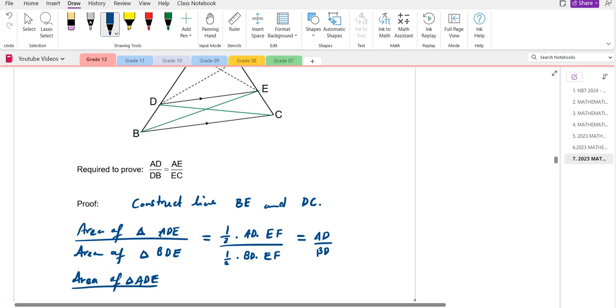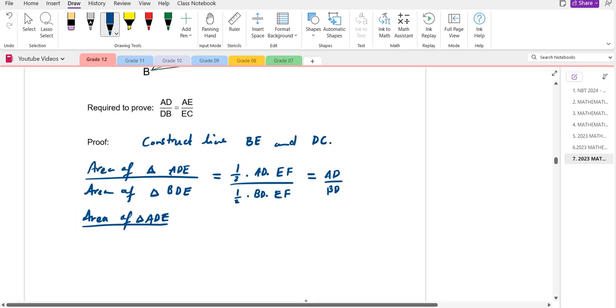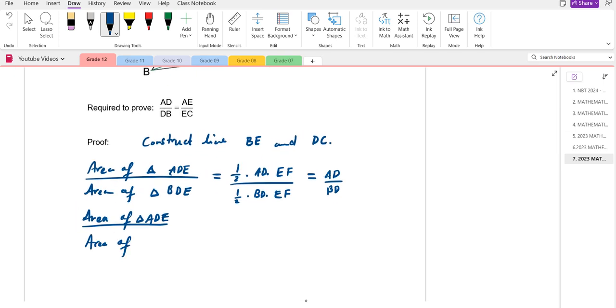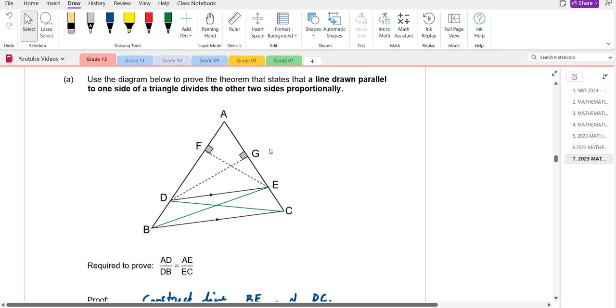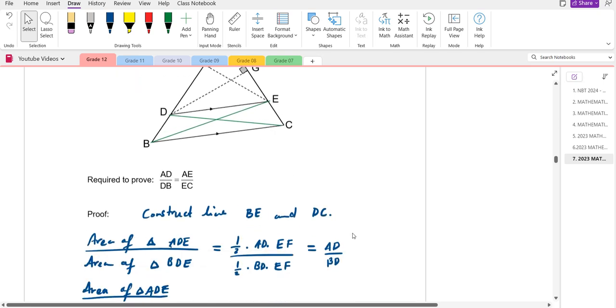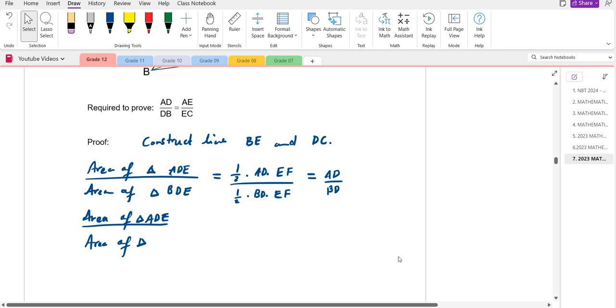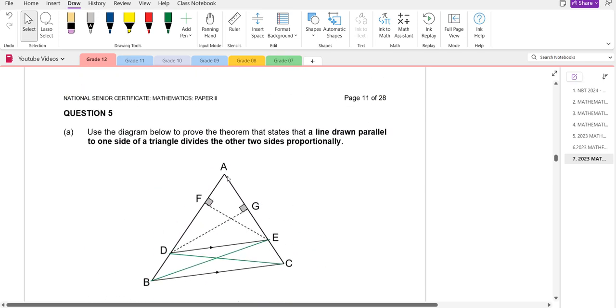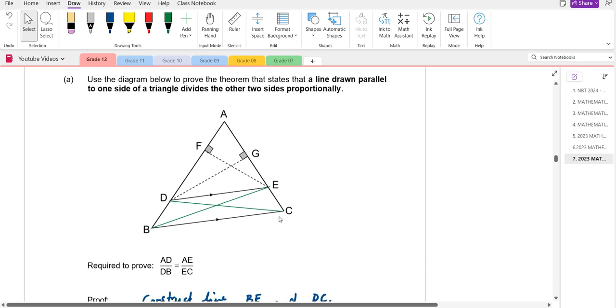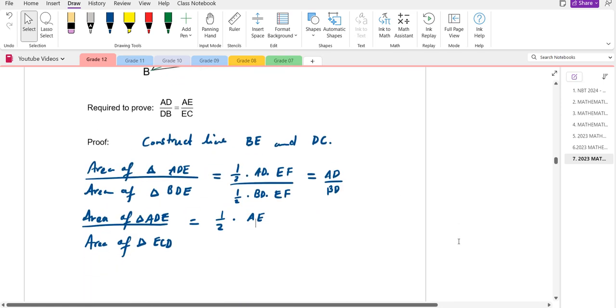And the second one is taking the area of triangle ADE over the area of triangle, we're taking the height DG now, so we need to say ECD, okay? Which is half. The base is AE. Why is the base AE? There's a base of this triangle ADE. I'm taking this DG as the height, and it's going to be DG the height of this triangle ECD as well.